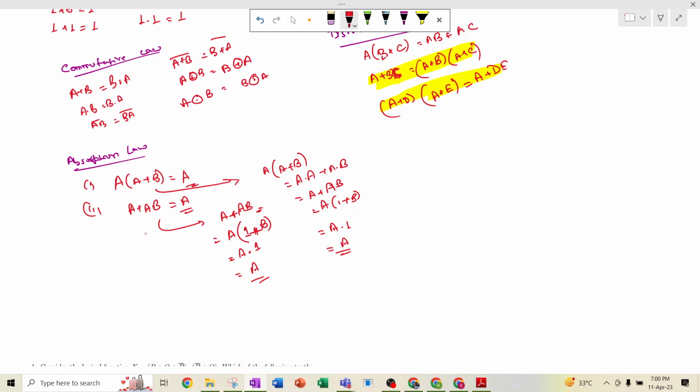That means if there is an input A and A is multiplied with some other things, then these things are absorbed in the equation and it becomes only A. So this is the basic thing.